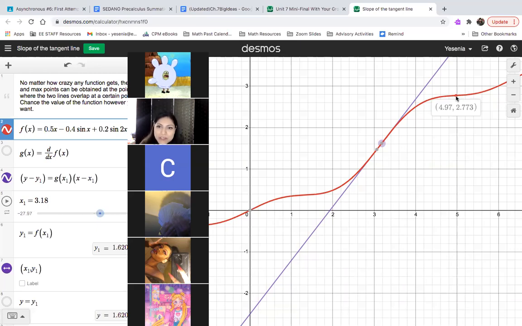Awesome. So would you say that this second point right here is very close to that purple point, or is it kind of far away? So would you say far away or close? I couldn't hear that last part.